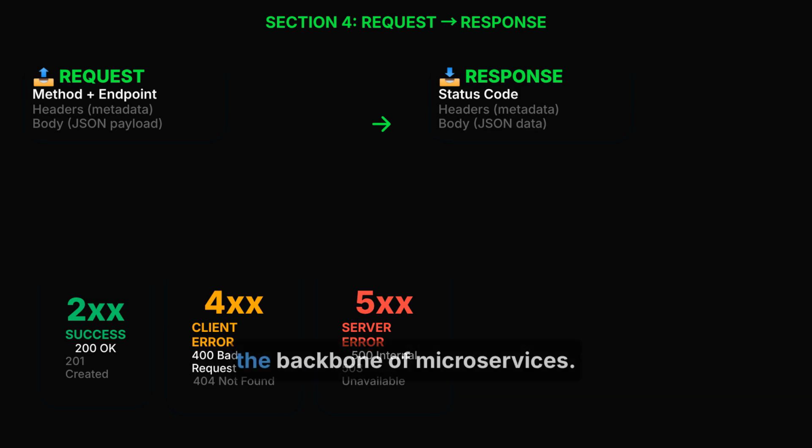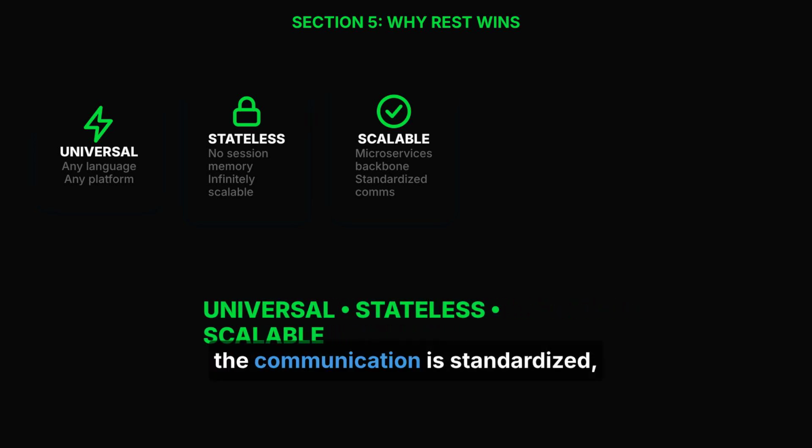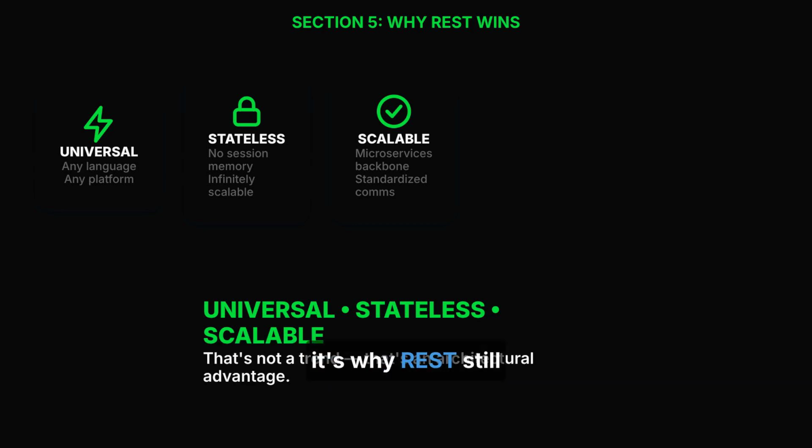Third, REST is the backbone of microservices. When you break a monolith into dozens of services, how do they talk? REST APIs. Each service exposes its endpoints. Each service is a client to others. The architecture scales because the communication is standardized. Universal, stateless, scalable. That's not a trend. That's an architectural advantage. And it's why REST still dominates, even with GraphQL and gRPC gaining ground.